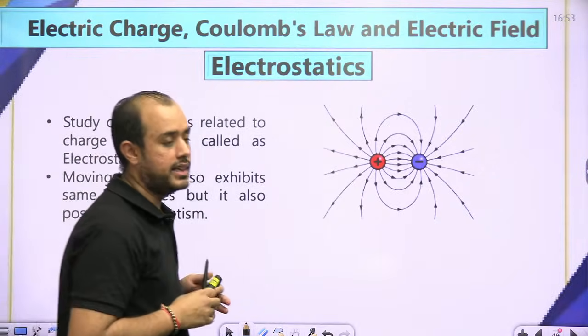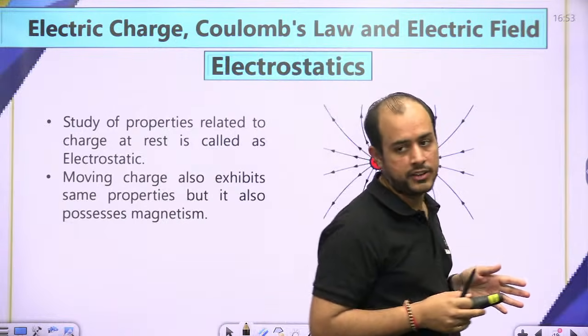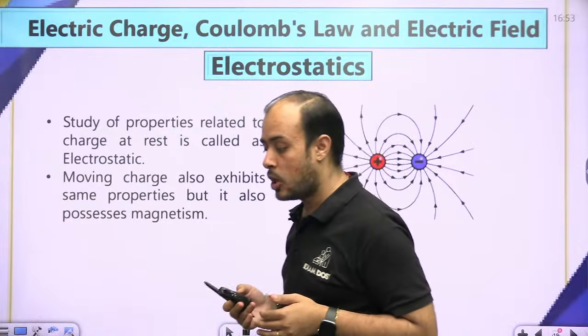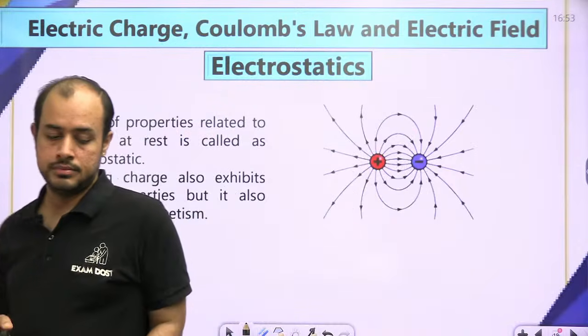No beta. These properties will also be applicable if charge is under motion, but when charge is moving, there are additional properties of magnetism.